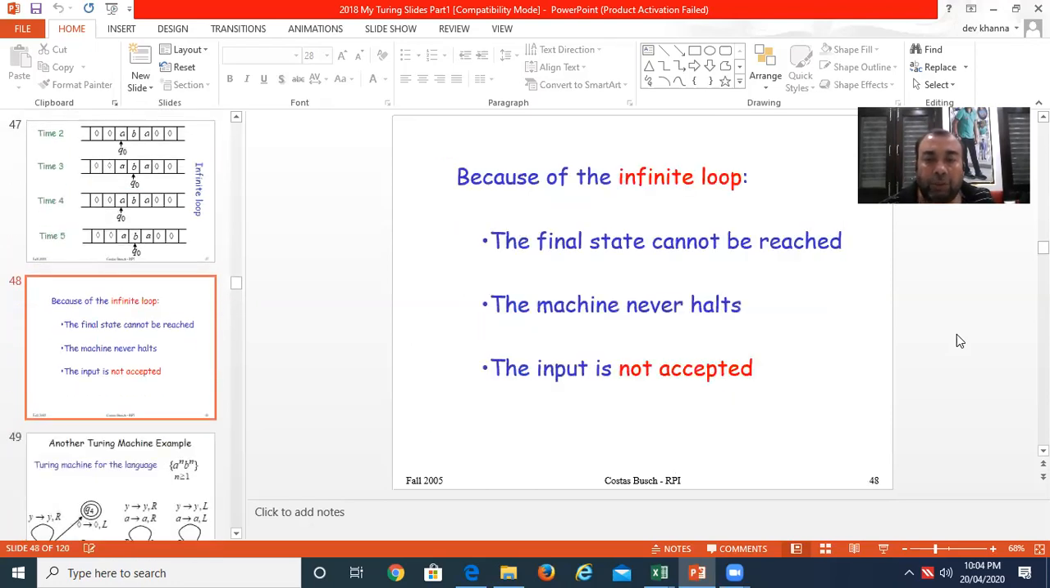So conclusion, because of this infinite loop, the final state cannot be reached, machine never halts, and the input is not accepted. Okay.